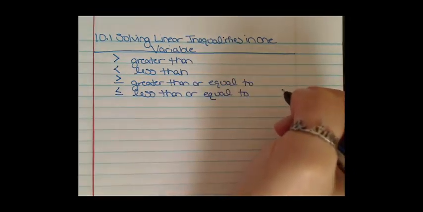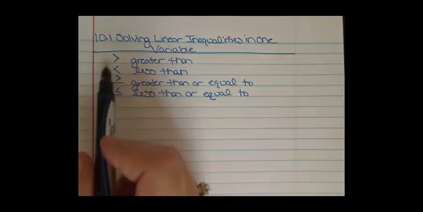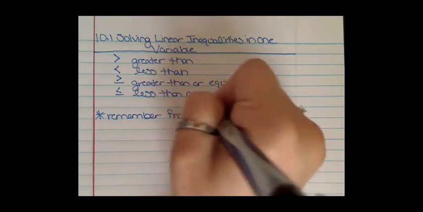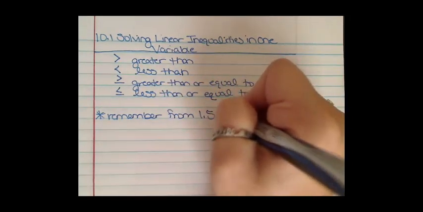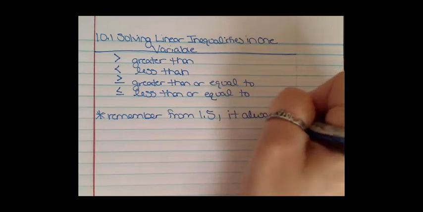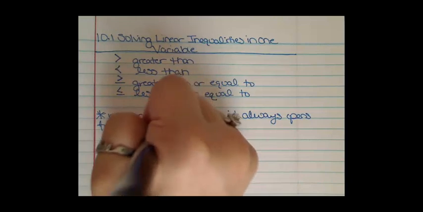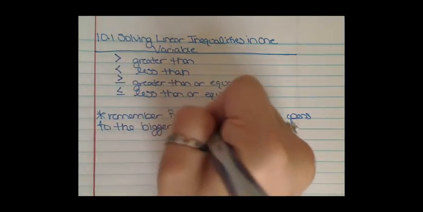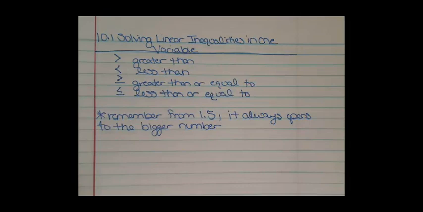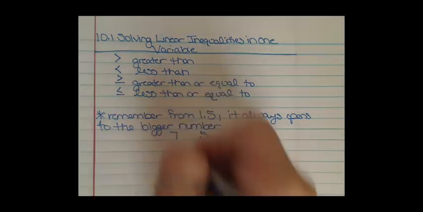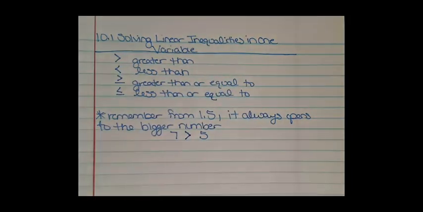Okay, so a lot of times it gets confusing on which way these open. So remember from 1.5, it always opens to the bigger number. So if we have 7 and 5, we're going to have our symbol opening towards the 7.